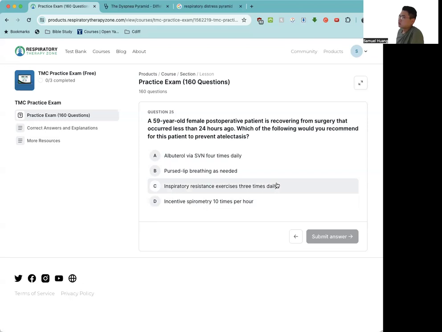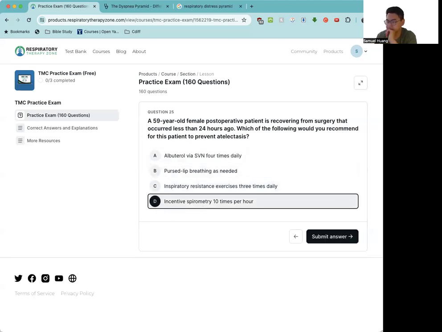59-year-old female post-op patient. So post-op patients can get atelectasis. What you want to do is give incentive spirometry as much as you can. This just opens up the airway. You want them to move around, ambulate too. It's one of the causes for post-op fever.